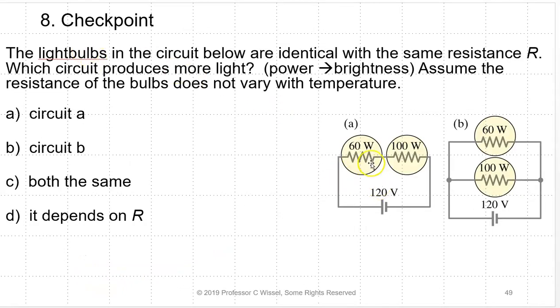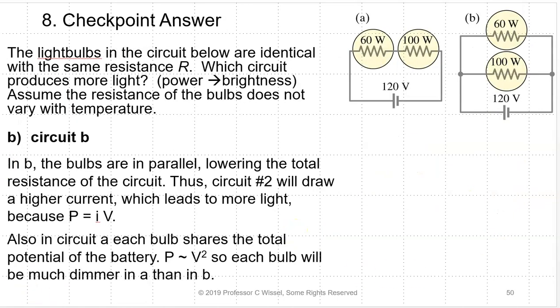The light bulbs in the circuit are identical with the same resistance, R. Which circuit produces more light? Power is proportional to brightness. Assume the resistance of the bulbs does not vary with temperature. Well, it's going to be circuit B. In B, the bulbs are in parallel. That lowers the overall resistance of the circuit, so this is going to draw more current, which will lead to more light. Also in circuit A, each bulb shares the potential difference across the battery, and P is proportional to V squared, so each bulb is going to be much dimmer than it is in B. So A is going to be a lot dimmer than B.